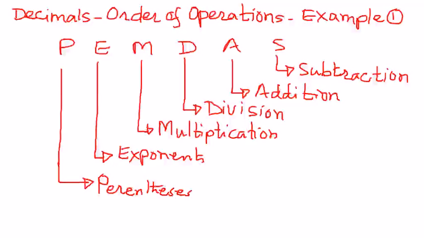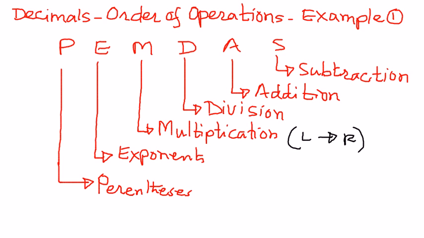So first, in any equation involving decimals or any numbers, we want to open up the parenthesis, or work with the numbers given to us inside the parenthesis. Then we want to expand any exponents involved in that operation. And then the next operation is to perform the multiplication from left of the equation to the right of the equation.